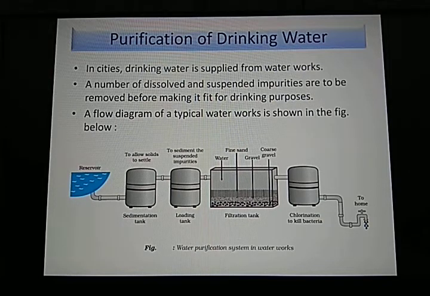Now what happens in the loading tank? In the loading tank, with the help of that potash alum that we have discussed just now in the previous slide, this potash alum is put into it, and it is used to remove the small particles. Particles like clay in a colloidal state, being negatively charged, are neutralized by alum and are coagulated at the bottom of the tank.